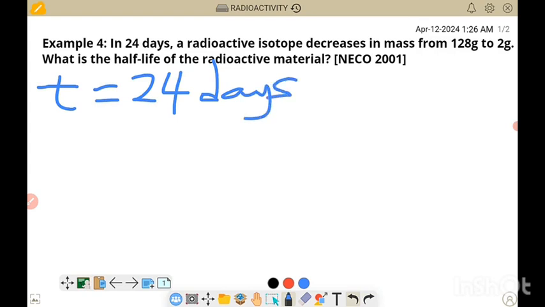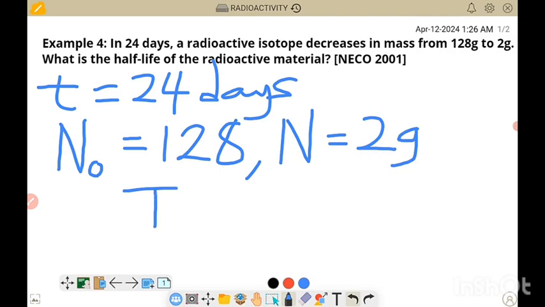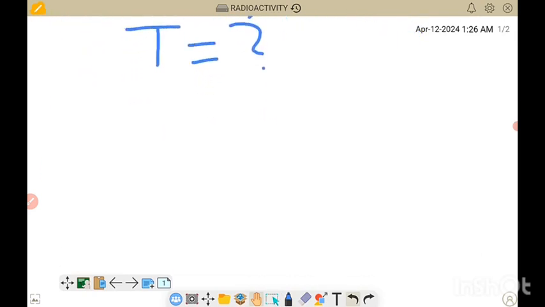We have a radioactive isotope that decreased from a mass of 128 to 2 grams, which means our original mass of the radioactive substance, which is N0, is 128 according to the question, while the mass after decay, which is after the 24 days period, is 2 grams. Now we have to find the half-life of this. To do that, we can easily use any of our formulas.